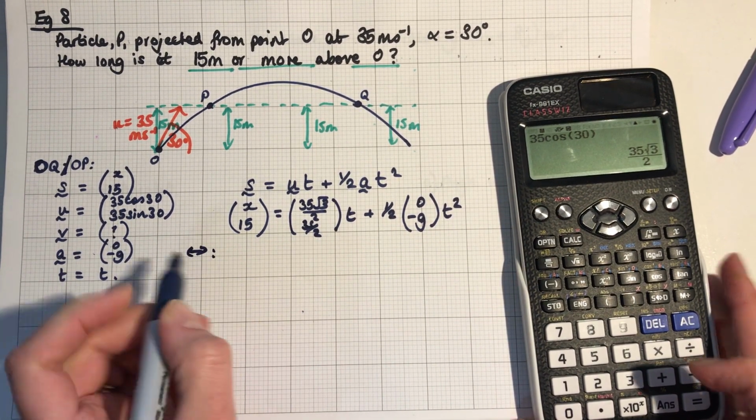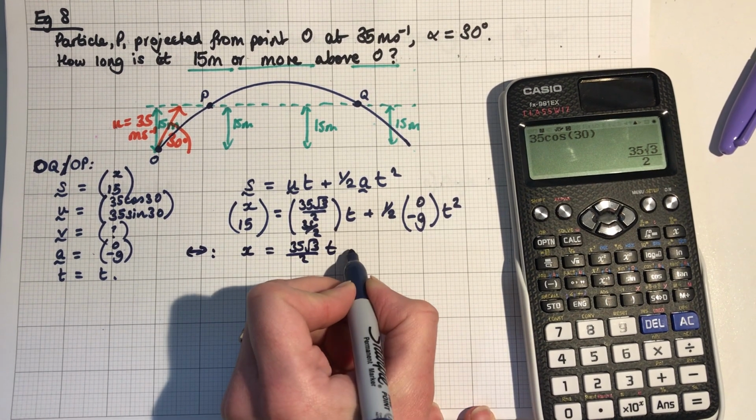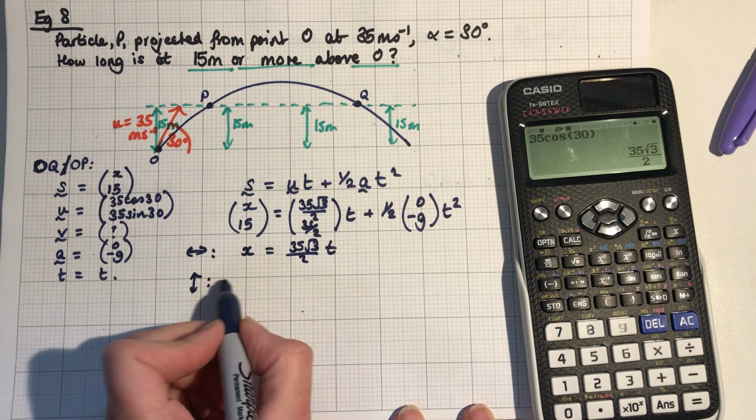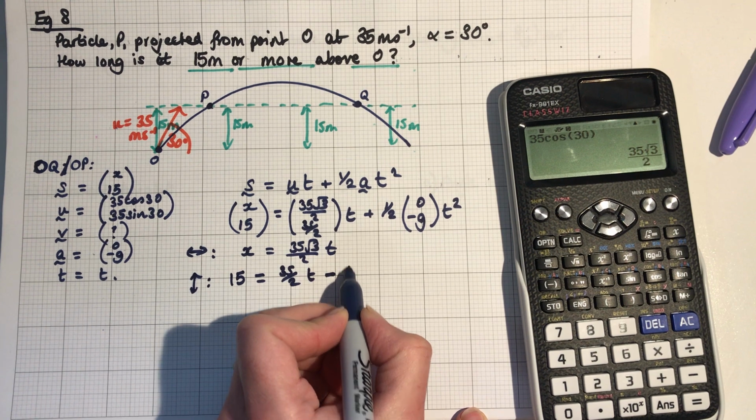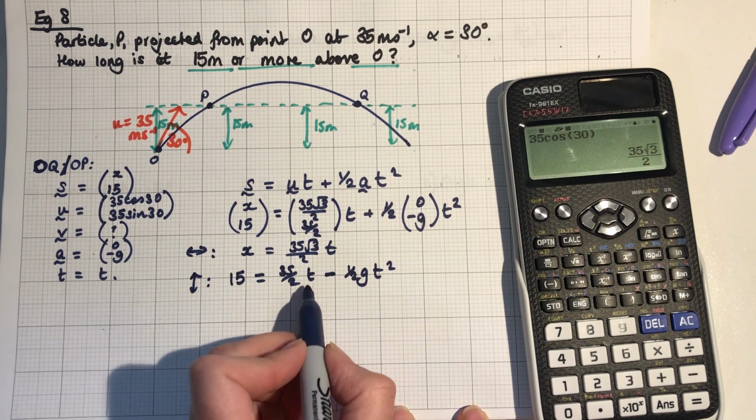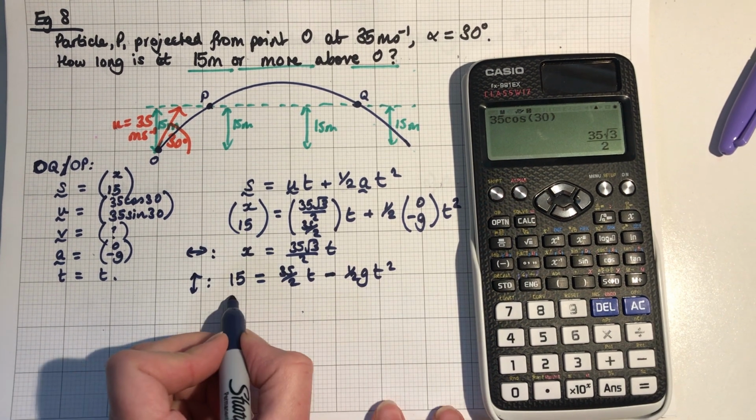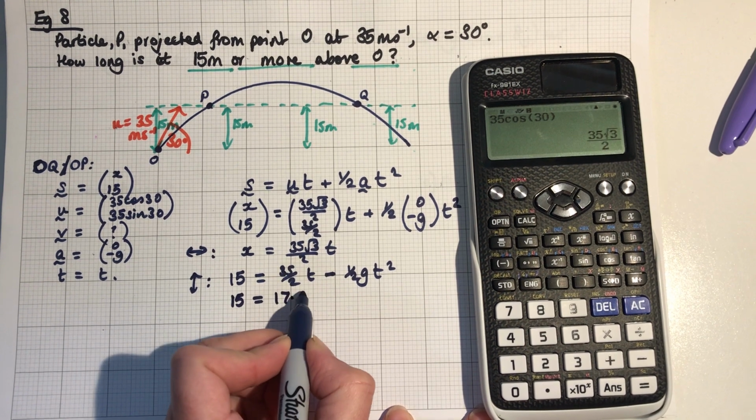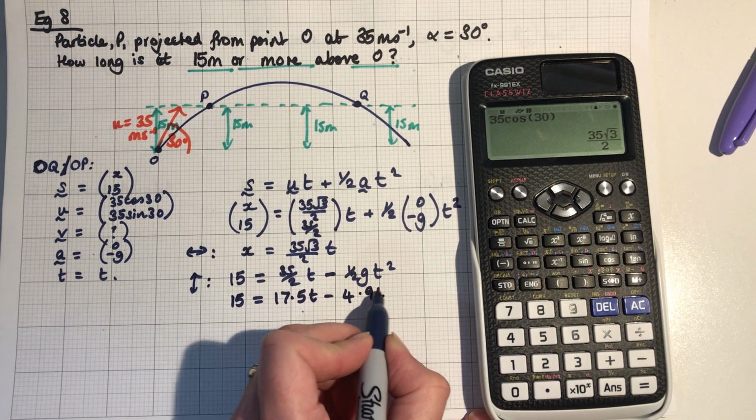Let's do our horizontal equation. X equals 35 root 3 over 2t, and then plus half times 0 times t squared, so that's just 0. Let's do our vertical equation. 15 equals 35 over 2t minus a half gt squared. I've got a quadratic equation again with only one unknown, t, because g is not an unknown. Let's put half g in. Half times 9.8 is 4.9. So 15 equals, I'm going to write this one now as a decimal, 17.5 t minus 4.9 t squared.